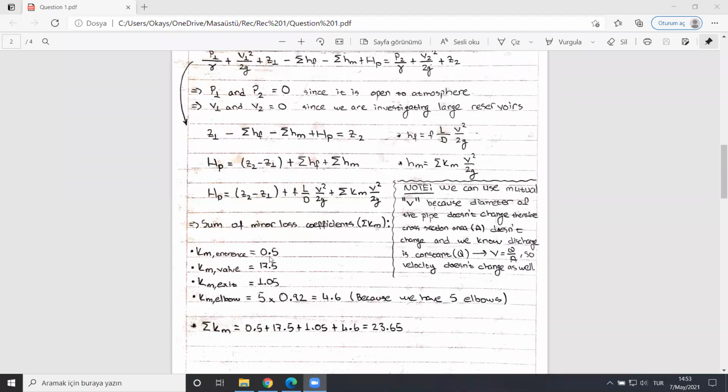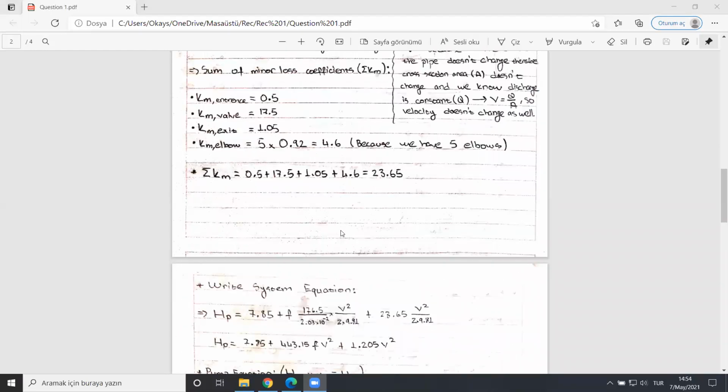Entrance, we have 0.5. For the wall, we have 17.5. For the exit, we have 1.45. And lastly, for the elbows, the value was 0.92, but as I said, we had 5 elbows. So we are multiplying this value with 5 and we get 4.6. When you sum them all, like I did here, you'll get 23.65.